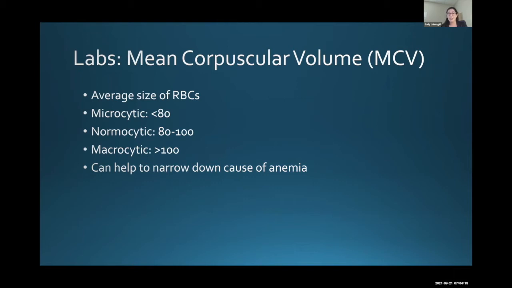The MCV historically has been how we've divided up anemias. I think in most med schools, that's still how we teach it, is microcytic being too small, less than 80 typically, normocytic between 80 and 100, and then macrocytic are those red blood cells greater than 100. And it does help you to narrow down the cause of anemias, although these are not strict cutoffs, and there's a lot of overlap between the three categories.